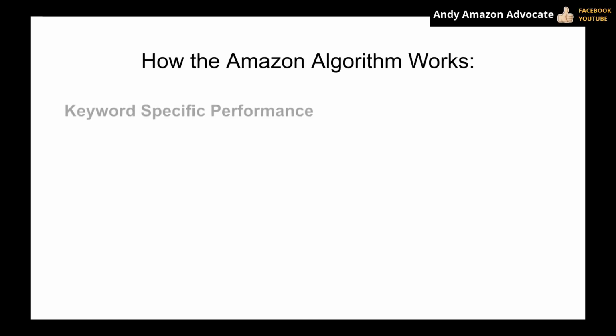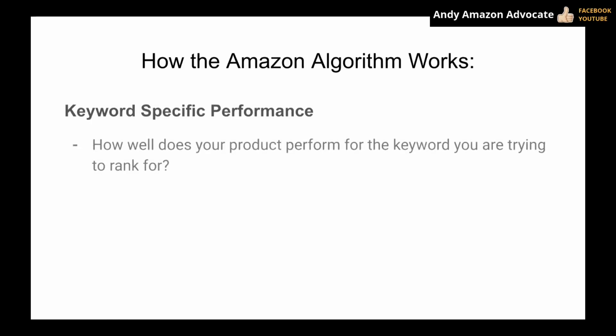So that's just background info. Keyword specific performance here. How well does your product perform for that specific keyword you're trying to rank for? And how well does your product perform for related keywords? So if you're trying to rank for the keyword lavender essential oil, Amazon's going to look, has this product been getting sales through that keyword? Has it been getting sales through related keywords like lavender essential oil for diffuser? If you get a sale through that, that's going to give you a little credit for the main keyword as well.